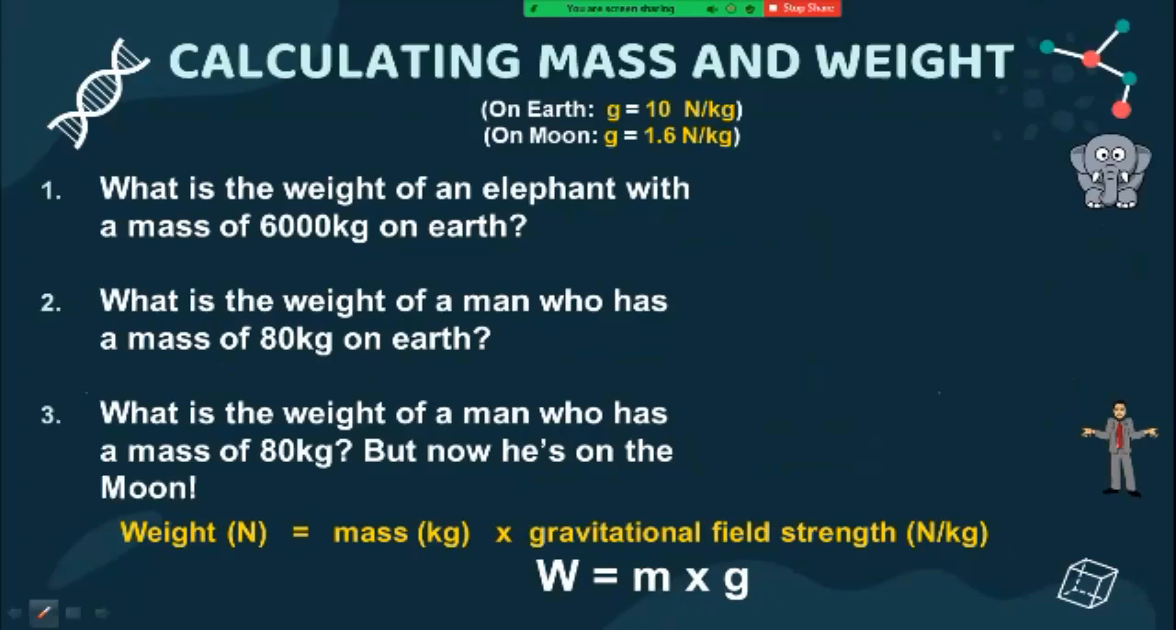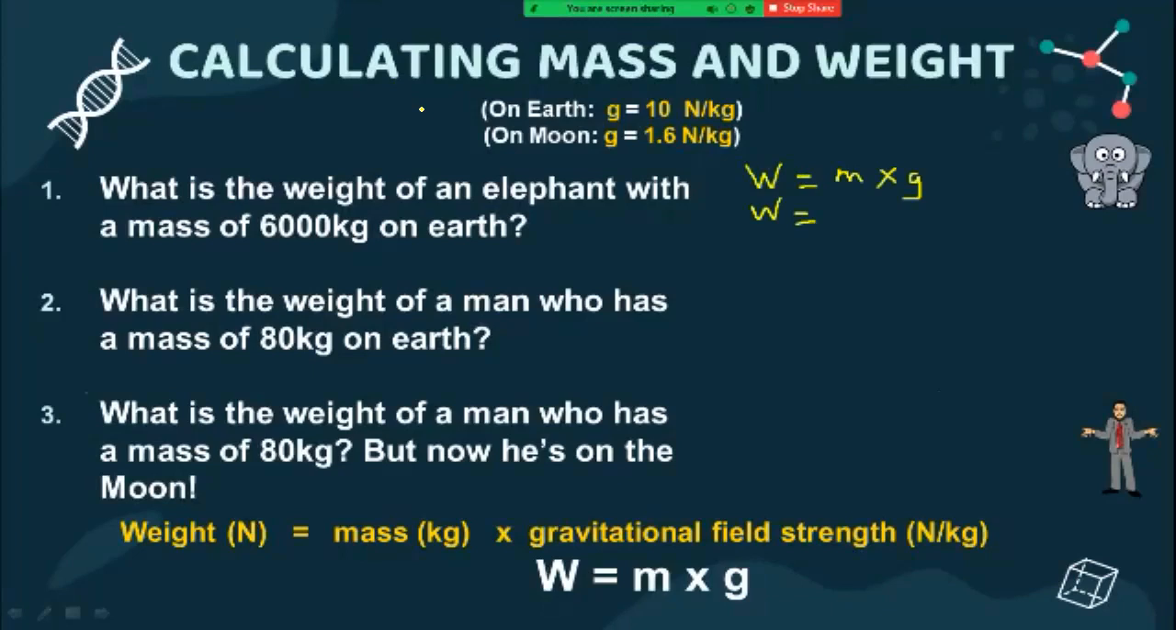Now let's attempt these three questions. Question 1. What is the weight of an elephant with a mass of 6,000 kilograms on Earth? To solve this, you will need to recall the formula and use the values provided in the question. The formula is W equals M times g. Weight equals mass times gravitational field strength.